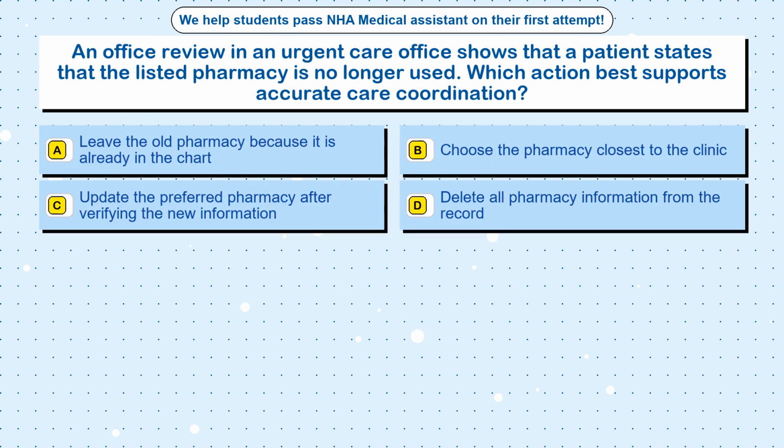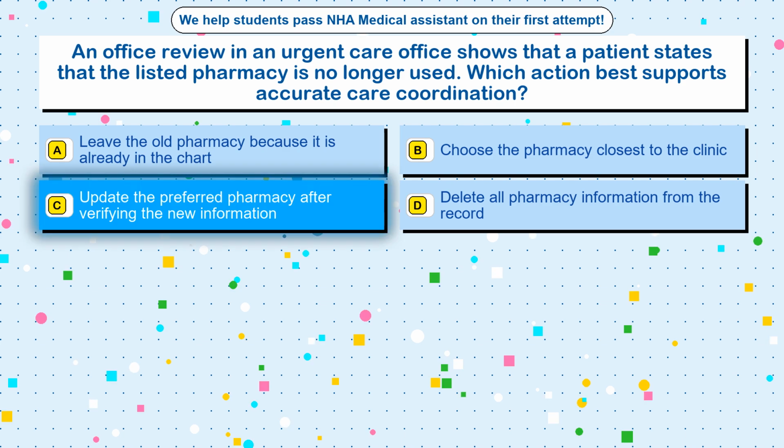Question 58. An office review in an urgent care office shows that a patient states that the listed pharmacy is no longer used. Which action best supports accurate care coordination? Option A, leave the old pharmacy because it is already in the chart. Option B, choose the pharmacy closest to the clinic. Option C, update the preferred pharmacy after verifying the new information. Option D, delete all pharmacy information from the record. The correct answer is option C, update the preferred pharmacy after verifying the new information.